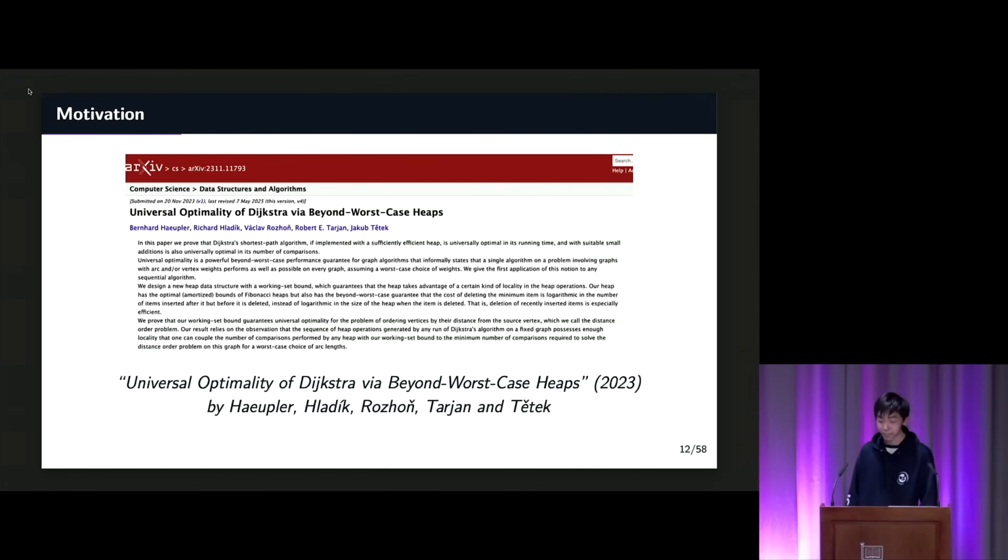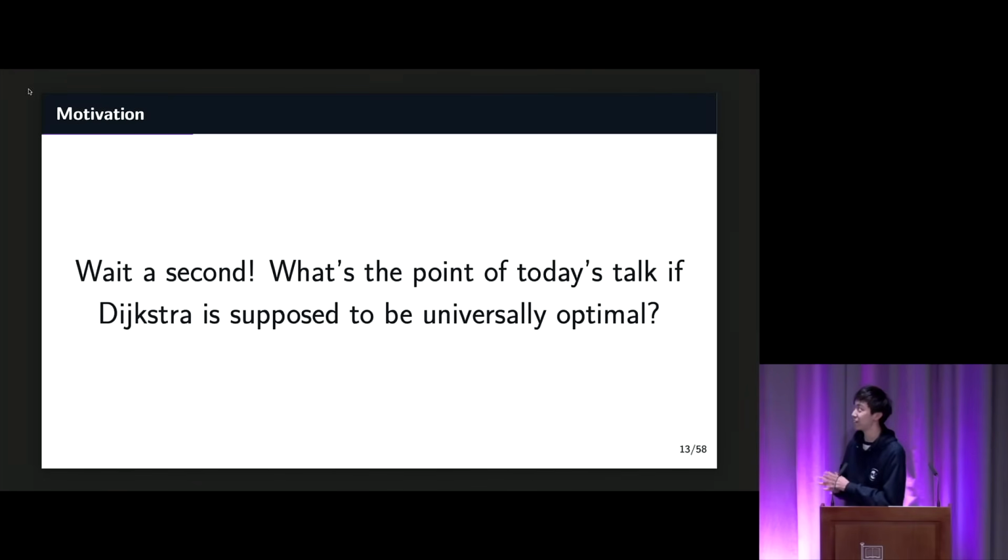But simultaneously, 5 researchers have successfully proven in this paper, published 3 years ago, that Dijkstra's algorithm is, in fact, universally optimal. Well, okay, now you may start wondering, wait a second, what's the point of today's talk if Dijkstra is supposed to be universally optimal? Well, let's take a closer look at the abstract, should we?